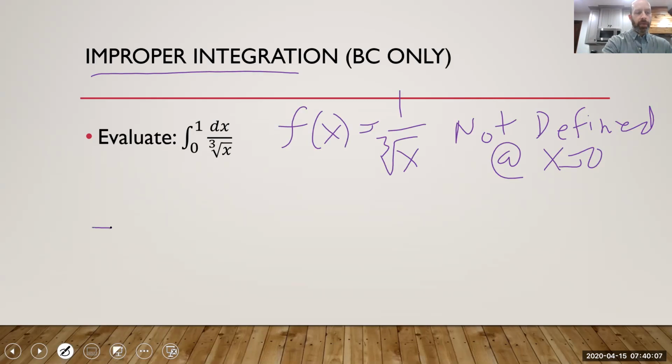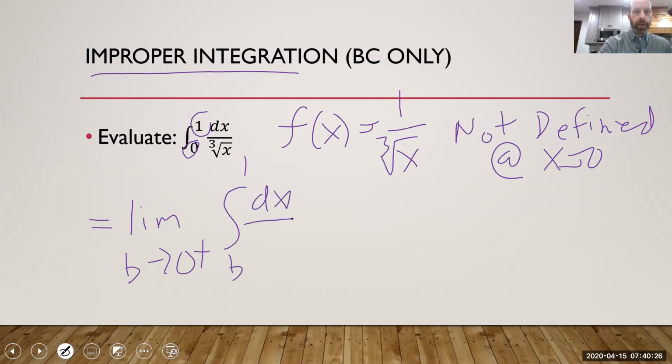So to do this problem, we're going to simply make it a limit as b goes to 0 plus, and since we're going from 0 to 1, I'm going to 0 plus. We can't go to 0 of the integral of b to 1 of dx over the third root of x. And now we're going to evaluate it this way.